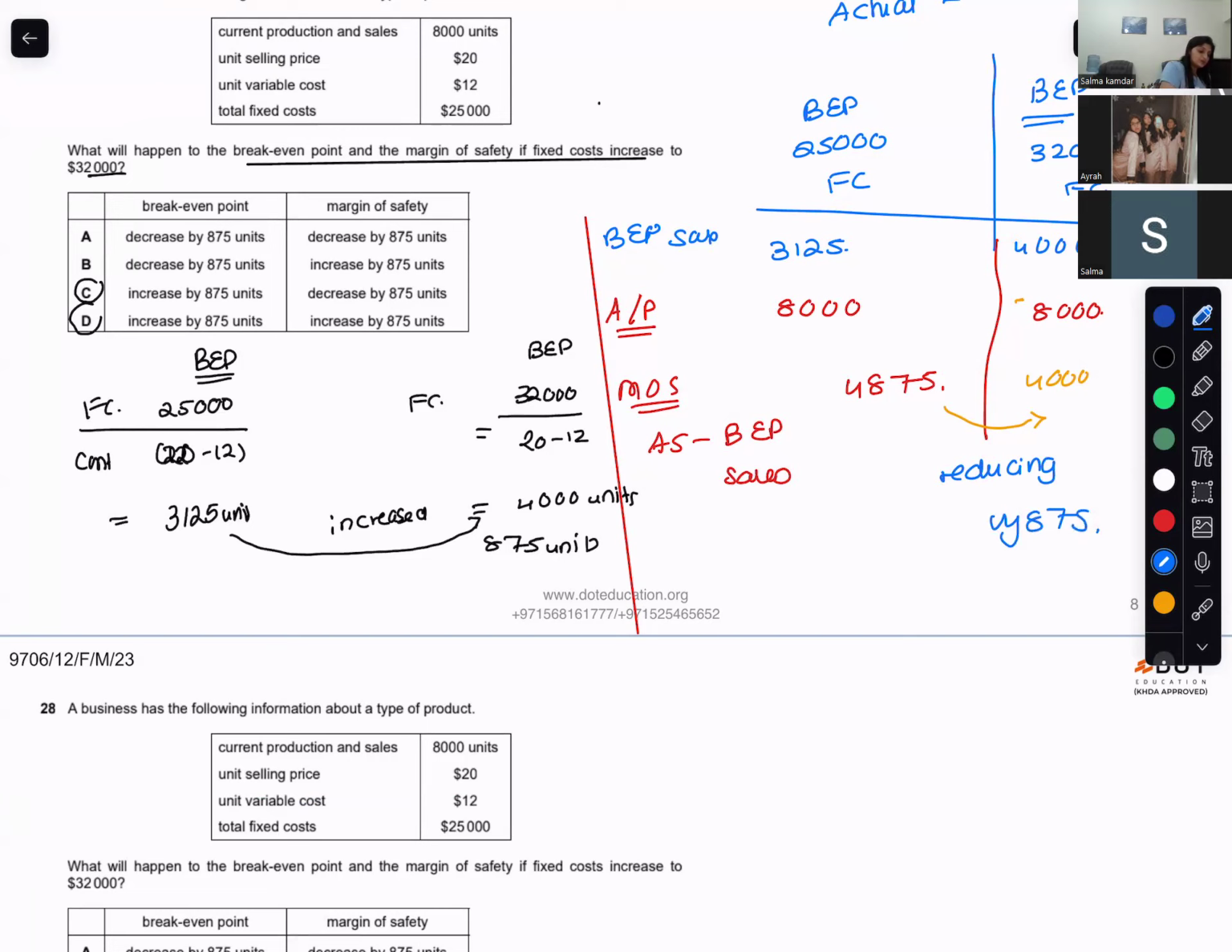So it will be option C. I hope it's clear.